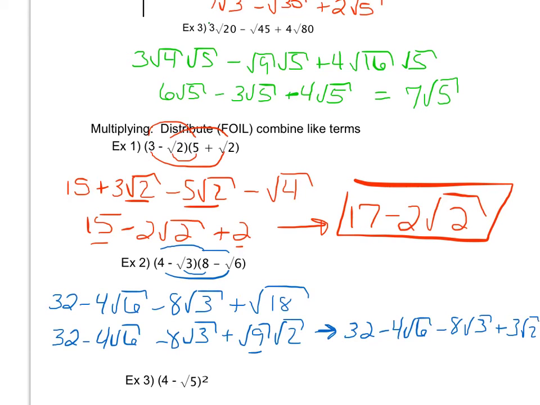square root of 2. And while this doesn't look very nice in the aspect that there are multiple terms with multiple radicals, this is the best I can do because none of these are like radicals.